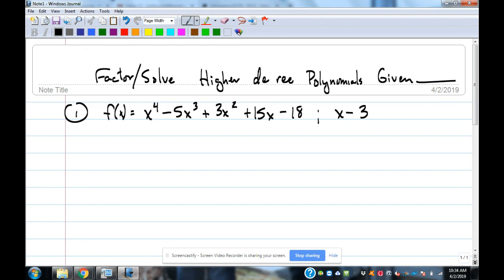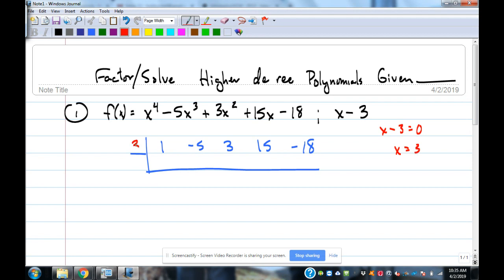Since they gave us a factor and there's not a GCF across that entire problem, we can go ahead and jump to our synthetic division. Because that is a linear factor, x minus 3, the degree of that's 1, so that means we can do synthetic division. Remember doing synthetic division? We'd have a 1, -5, 3, 15, -18. Remember, we got to have a representative from every power of x, starting with x to the 4th for this one because it's the biggest, in descending order. And then what goes on the shelf out here? 3. You said x minus 3 equals 0 and get 3. So 3 goes on the shelf out there.